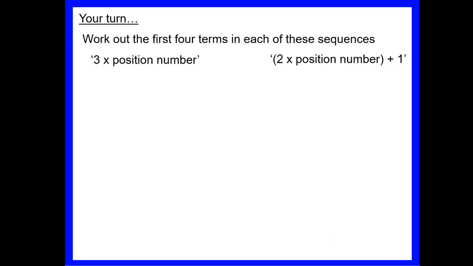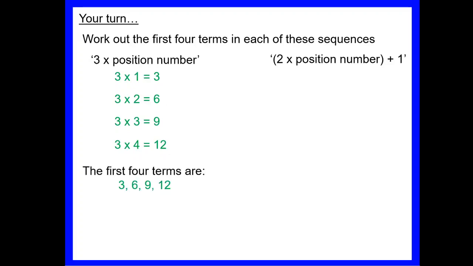Okay, let's have a look at the answer for these then. So 3 times the position number. So we're going to do 3 times position 1, which is 3. Then 3 times 2 is 6. 3 times 3 is 9. And 3 times 4 is 12. So the first four terms in this sequence are 3, 6, 9, and 12.